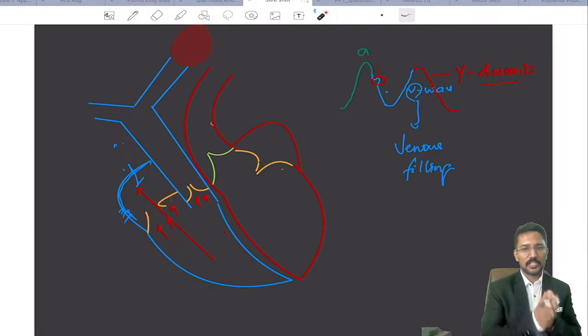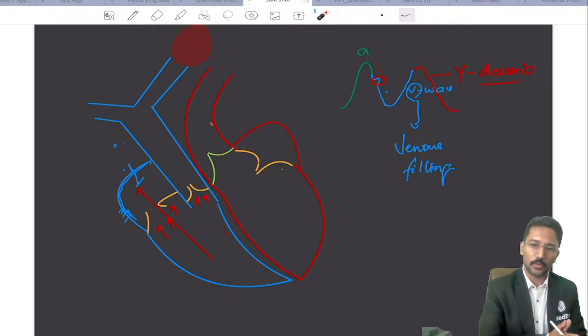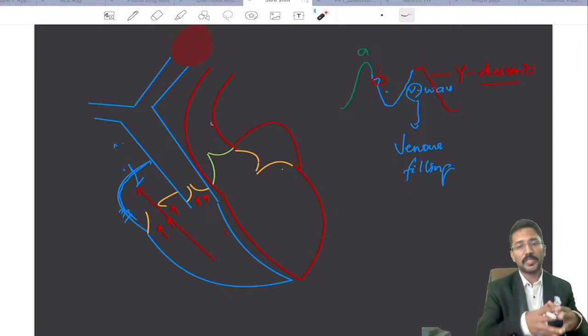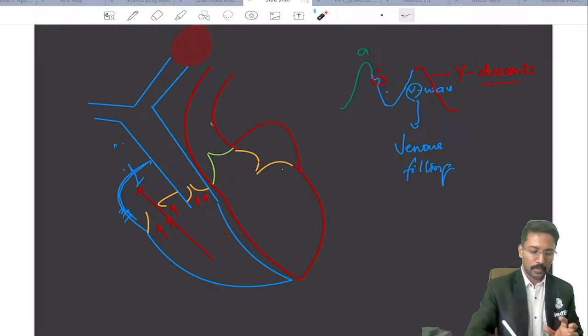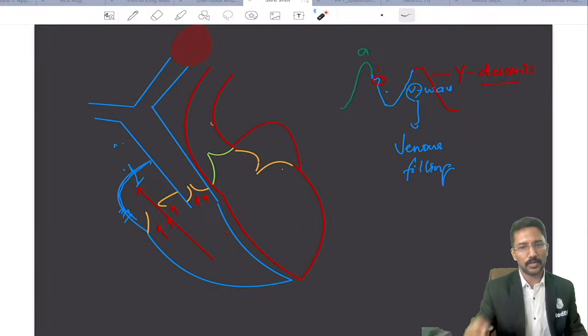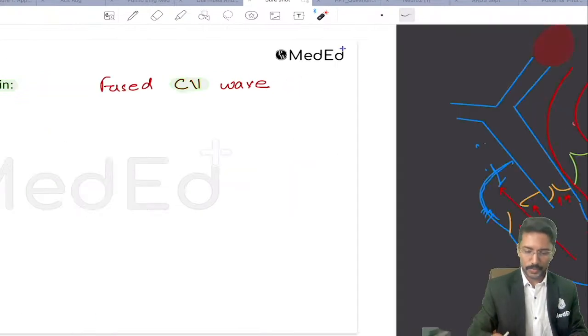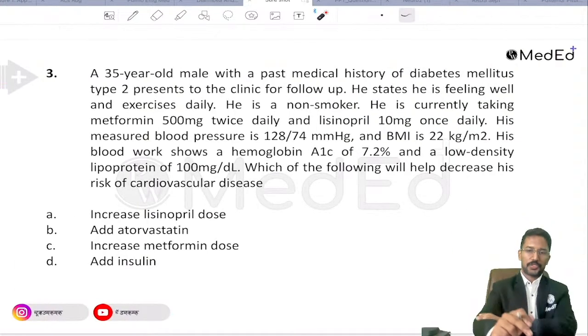So remember always, tricuspid regurgitation is a systolic anomaly. During the ventricular systole, the blood is regurgitating into the right atrium. Tricuspid stenosis is a diastolic anomaly. During the ventricular diastole, when the right atrial blood should be moving into the right ventricle, because of this narrow valve, it finds it difficult, right? Same thing you can apply to the mitral stenosis and regurgitation. Okay, so the answer is clear. It is tricuspid regurgitation.